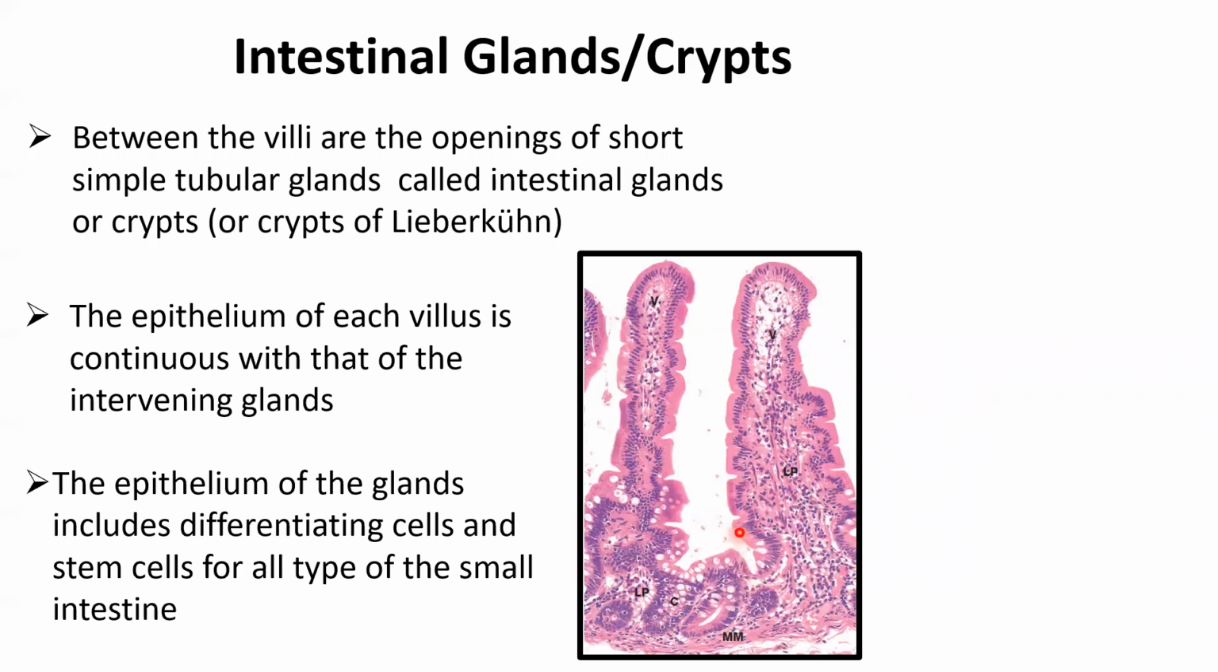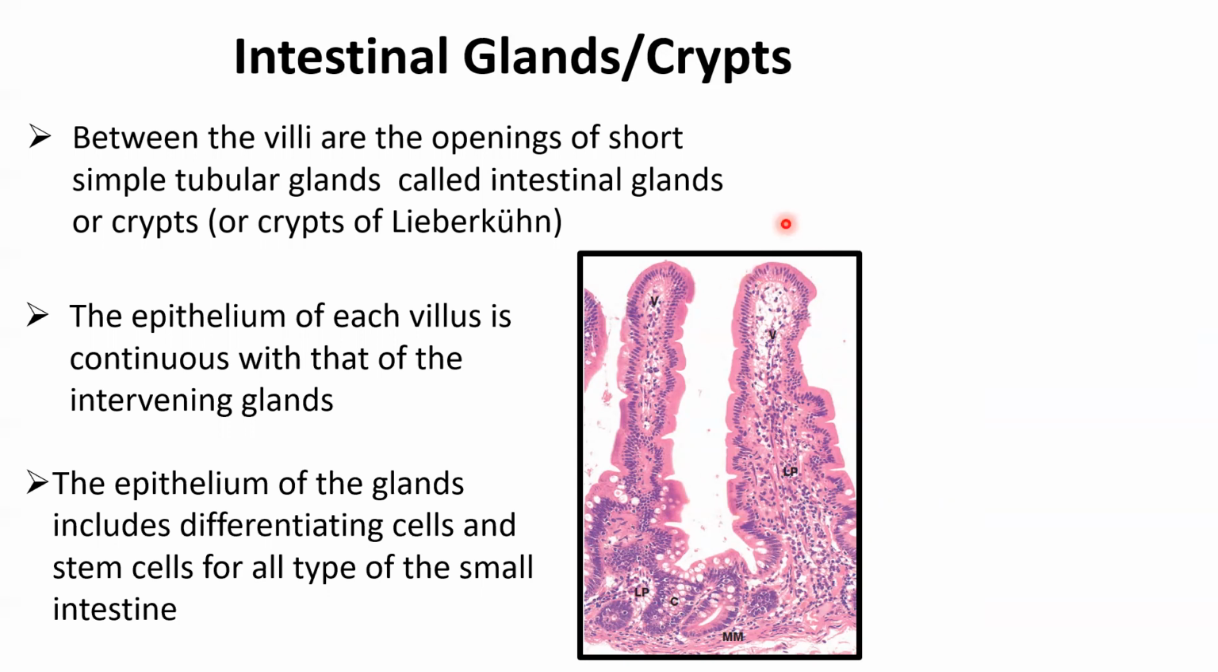The epithelium of each villus is continuous with that of the intervening glands. So we said the villi are actually elevations of the epithelium, but then when they go back to the surface, they dig in, making those glands. Similar to the stomach, we said there are only glands, the pits. The surface epithelium will invaginate, making the gastric pits and the glands. In the small intestine, the epithelium will go up on the villi, but it won't go back to the surface, it will go deeper, making a gland.